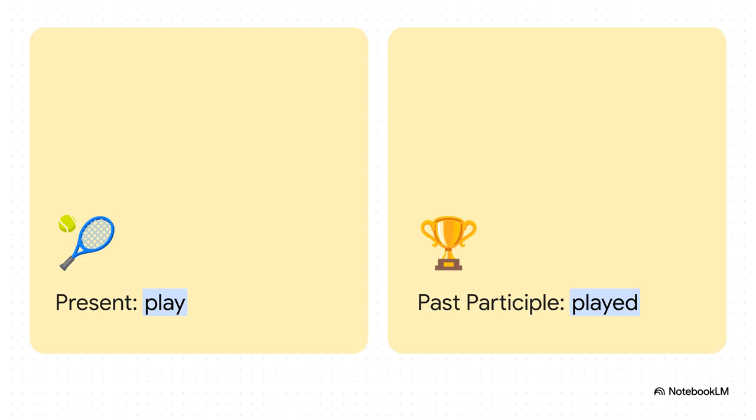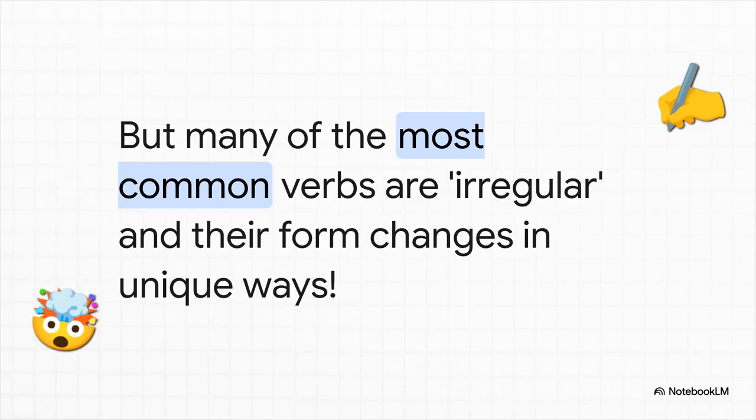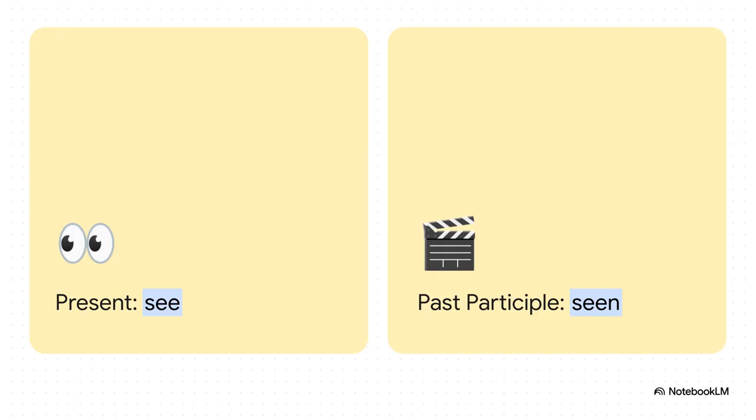Easy enough, right? But, and this is where it gets a little more interesting, many of the most common verbs we use are irregular. This just means they don't follow that nice ed rule. They have their own special forms that you kind of just have to learn. But with a little practice, they'll become second nature. A perfect example is the verb see. The past participle isn't seed, no way. It's seen. So you'd say, I have seen that movie. Getting these irregular forms right is really the secret sauce to mastering the present perfect.